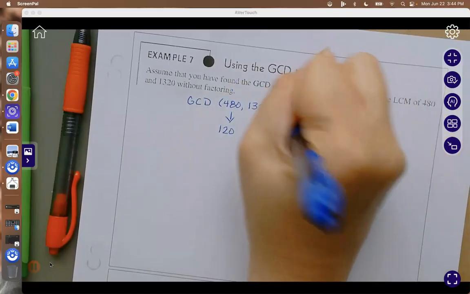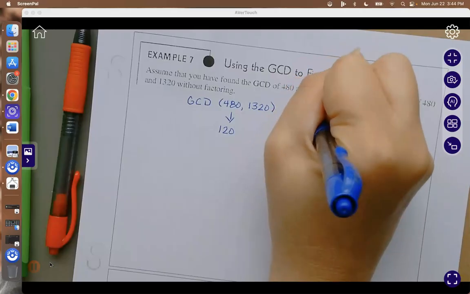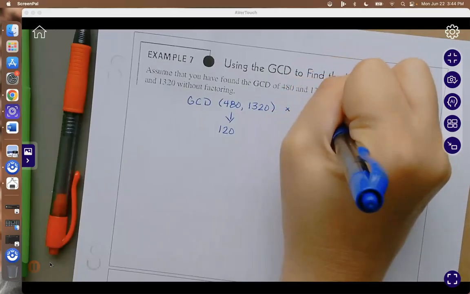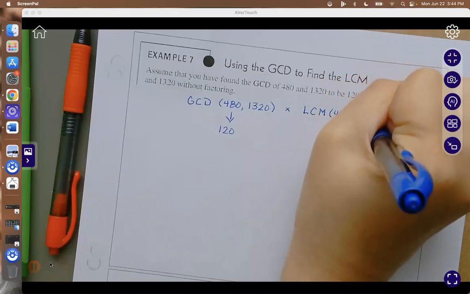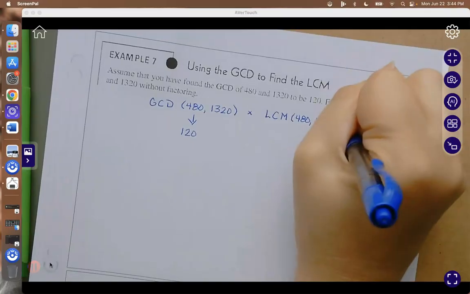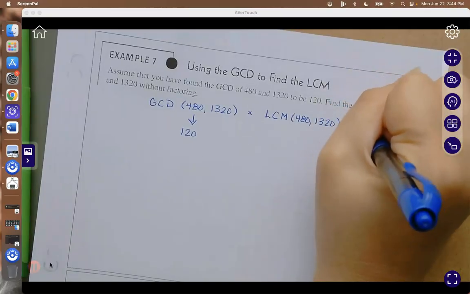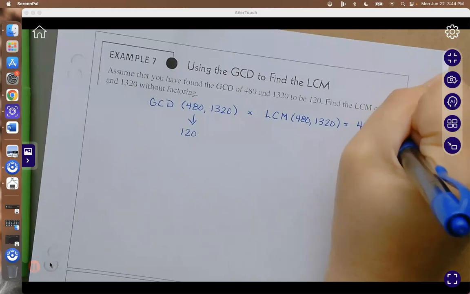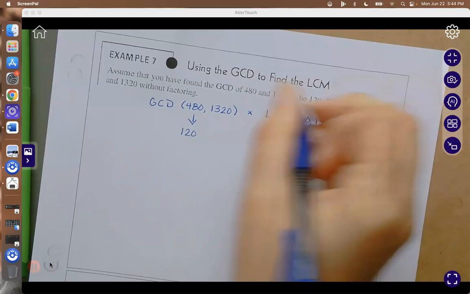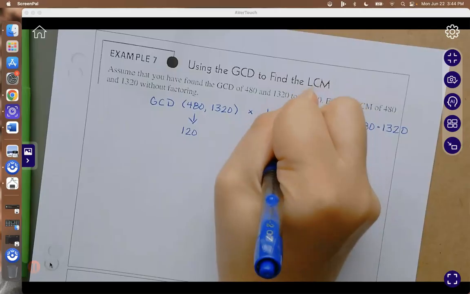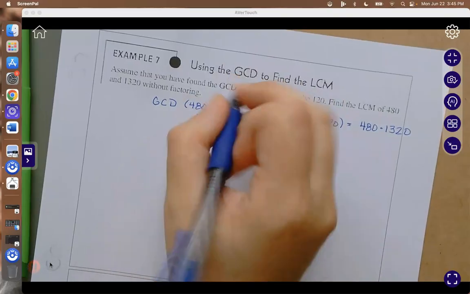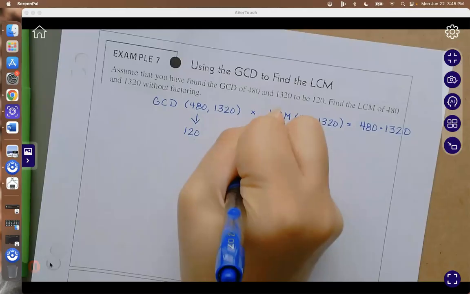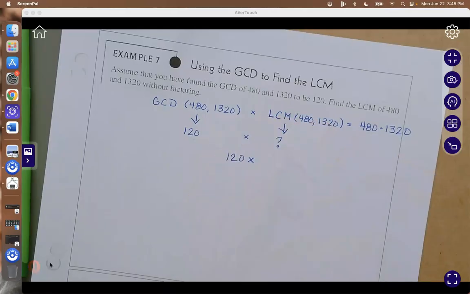Remember that if we multiply this by the LCM of the two numbers, we're going to get the product of 480 times 1320. Well, we don't know the LCM, right? So it's 120 times a question mark. When we have a question mark, normally we use an X.